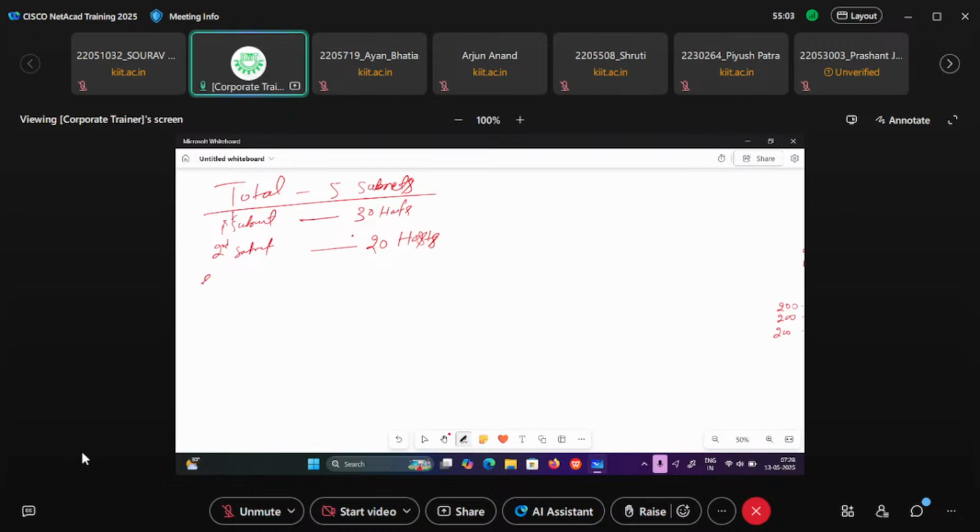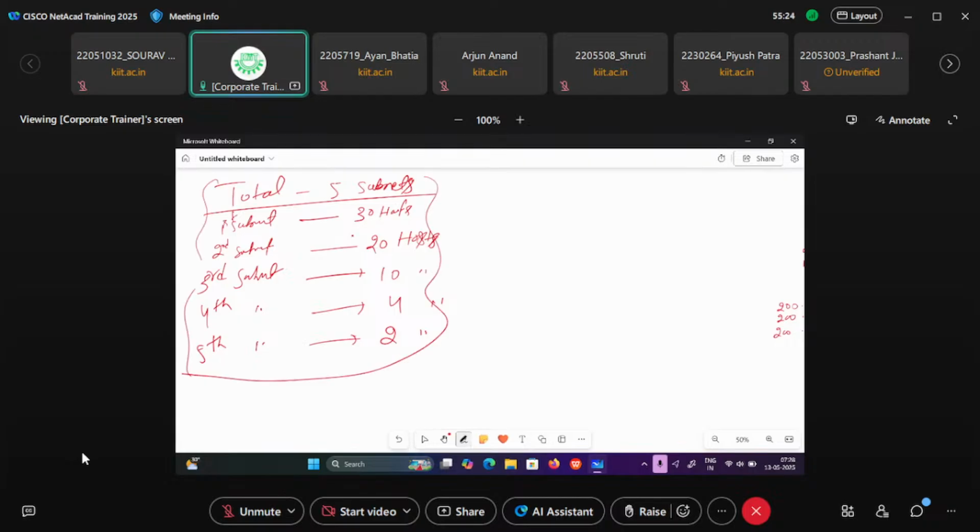Then there will be a third subnet. In this case, 10 hosts are required. Then we have a fourth subnet, where we have a requirement of 4 hosts, and there will be a fifth subnet where 2 hosts are required. Okay, that is our scenario. So that is our requirement.